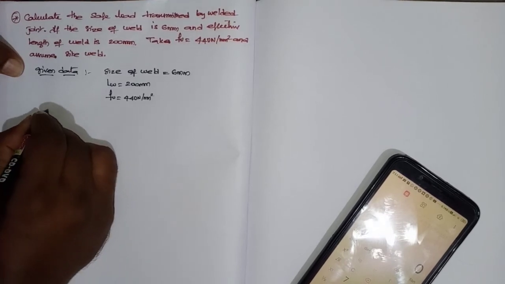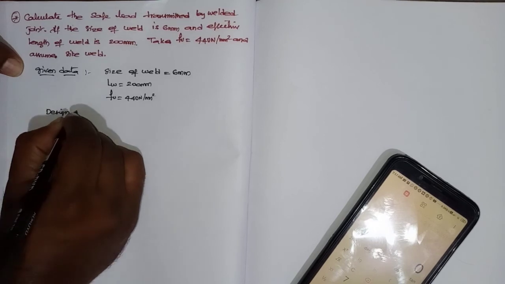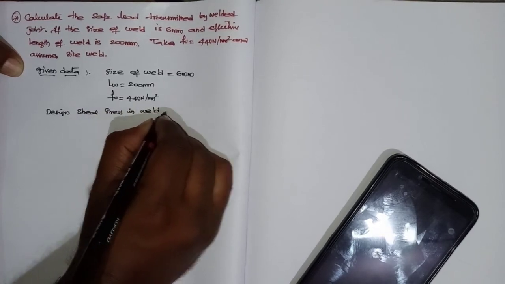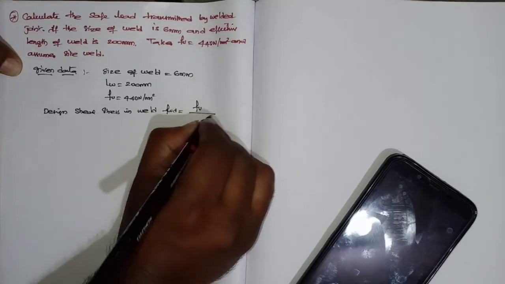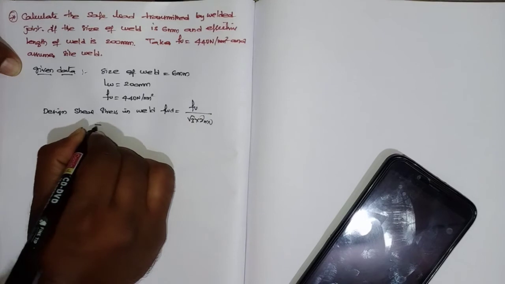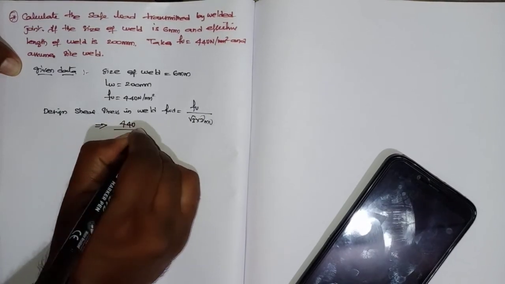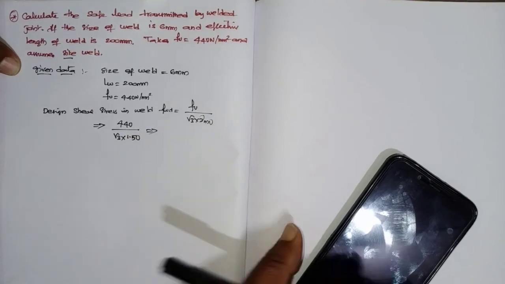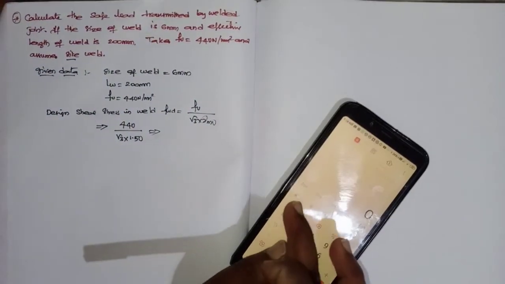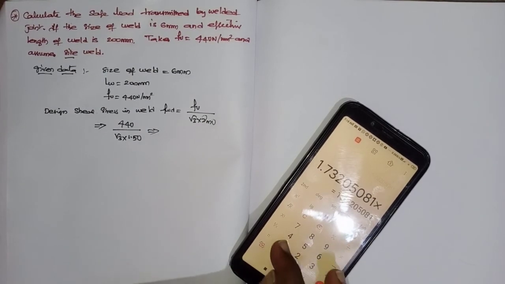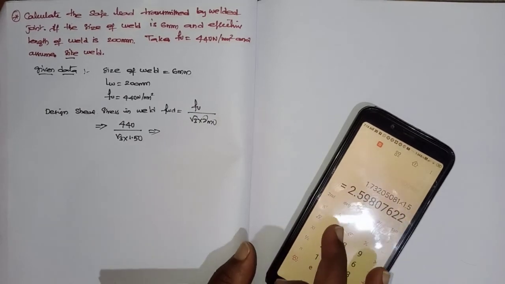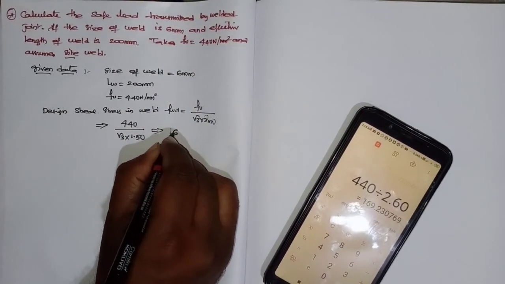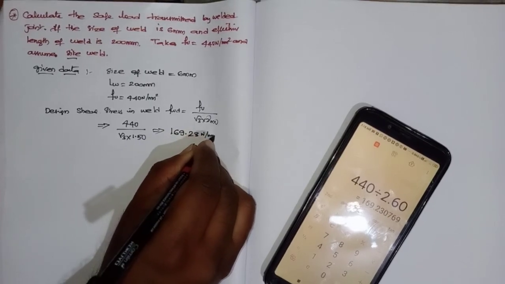Next, design shear stress in weld, FWD equals FU by root 3 into gamma M naught. What is FU? 440 divided by root 3 into gamma M naught, which is 1.50. So root 3 into 1.5 is 2.6, and 440 divided by that gives 169.23 Newton per mm square.